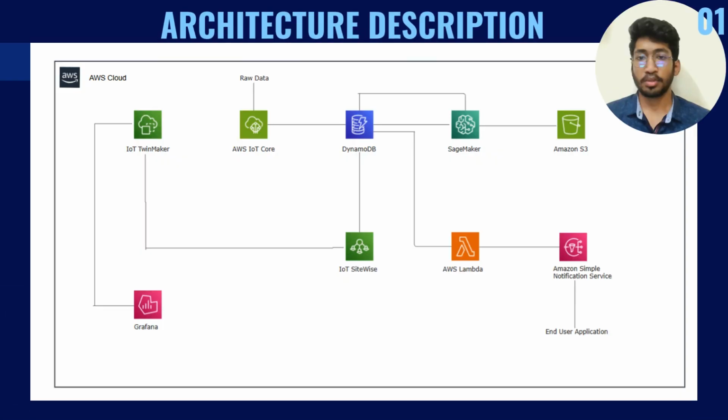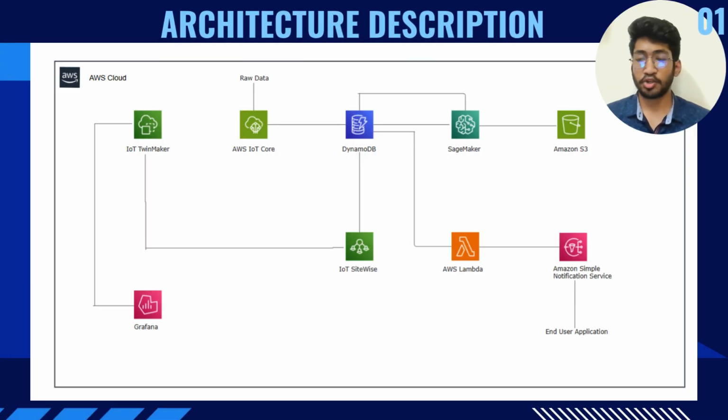Let's walk through the architecture of our solution. We start by sending raw data in the form of a CSV file to AWS IoT Core. From there, the published data is stored in a DynamoDB table. This serves as a foundation for our machine learning process. Using the stored data, we perform prediction and model training in Amazon SageMaker.